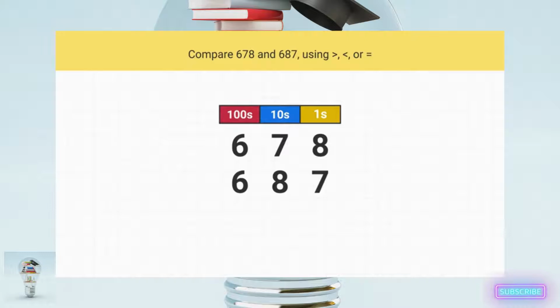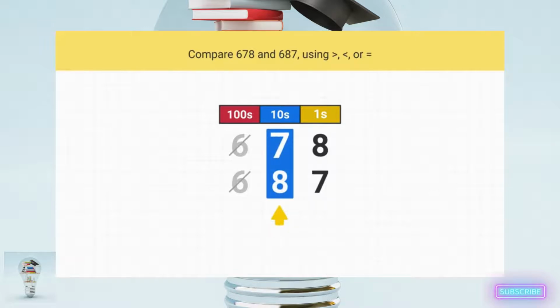Always compare the largest place values first. Here, we have 600s and 600s. These are the same, so what should we do? When the digits are the same, it doesn't help us compare, so we just cross them out and look at the next place value, our tens.